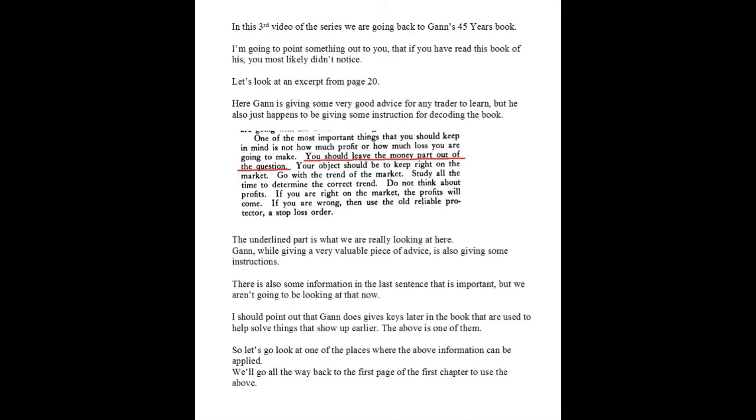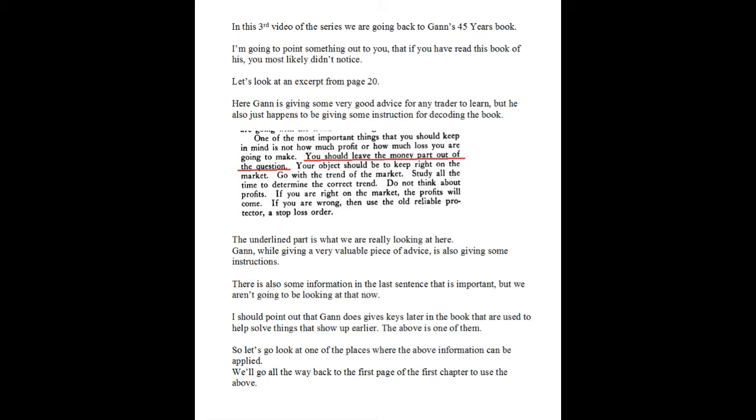In this third video of the series, we're going back to Gann's 45 Years book. I'm going to point something out to you that if you've read this book of his, you most likely didn't notice, and you should really read the book from front to back. Let's look at an excerpt from page 20.